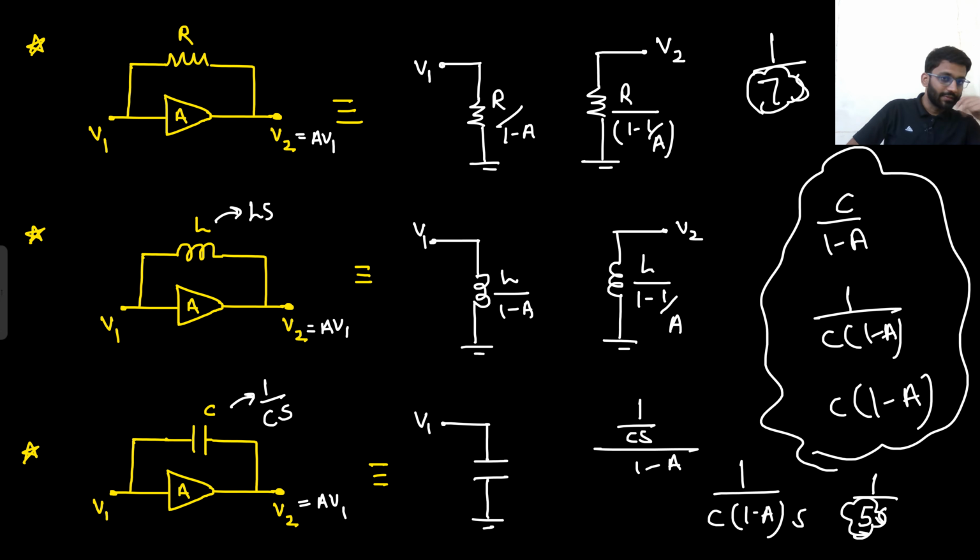Are you getting this point or not? So the value of capacitance here would be C into 1 minus A. Did you understand this or not? So the correct answer will be this.